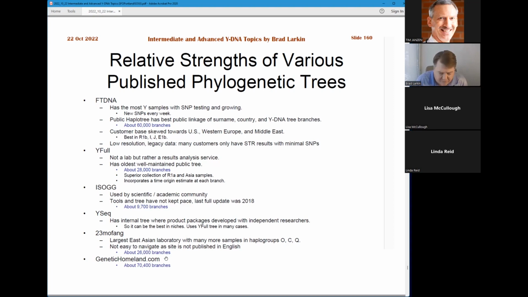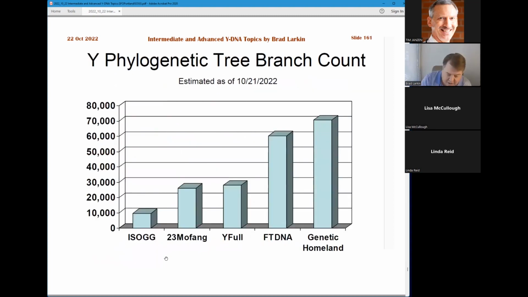And then Genetic Homeland, the site that I run, where my goal is to try and have the biggest, best tree on the planet. So we have about 70,000 branches, and we try to integrate all those other branches to make the most comprehensive tree of mankind. Here is just a visual graph of the relative size of the branch counts.